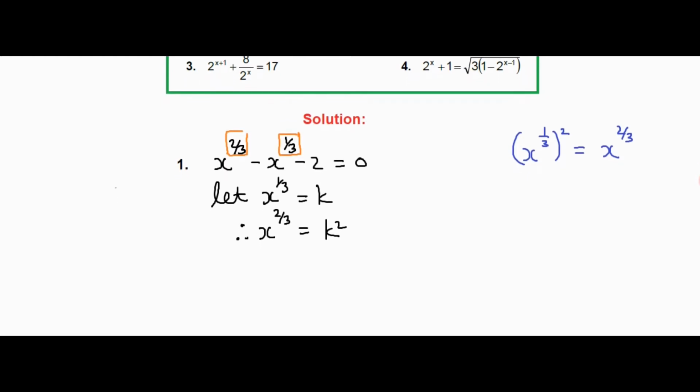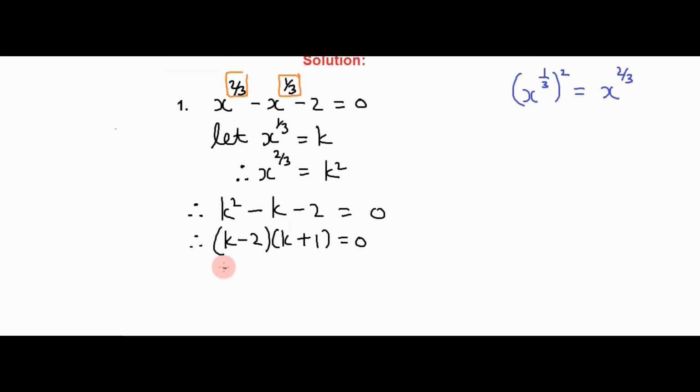So we substitute the k's into the equation. x to the 2/3 is k squared. Then x to the 1/3 is k. We get a trinomial in k, or a quadratic in k, which we factorize. And now we can solve for k. So k will equal 2, or k will equal -1. We now bring the x's back in.